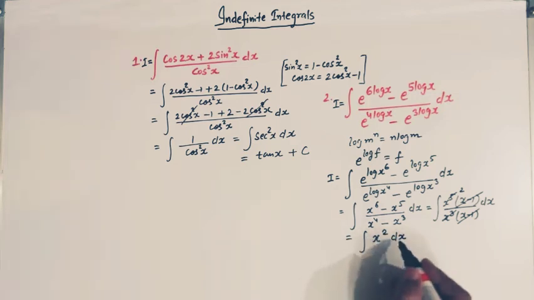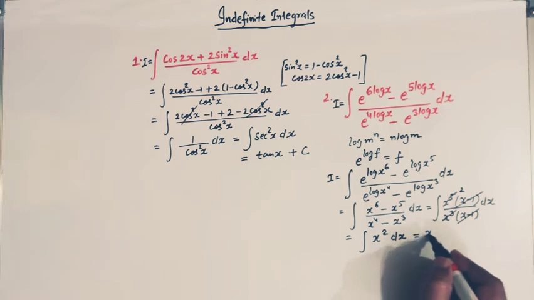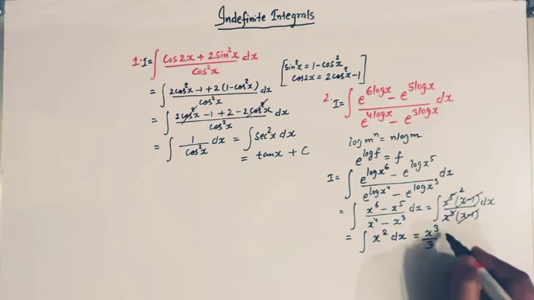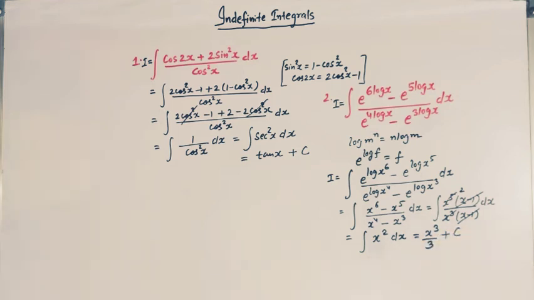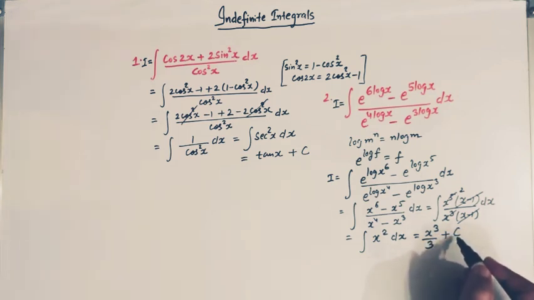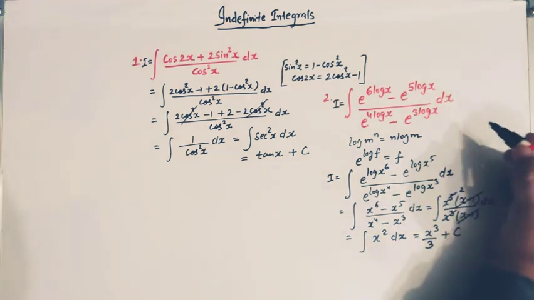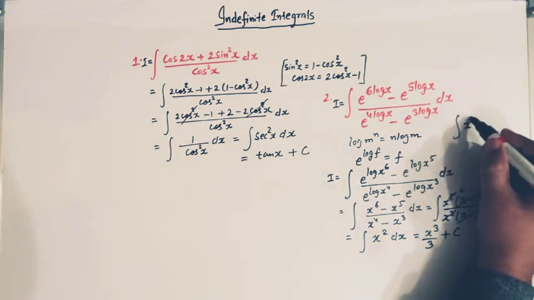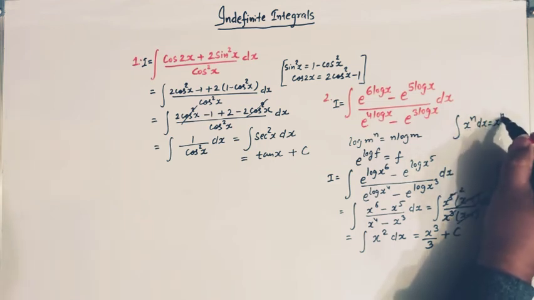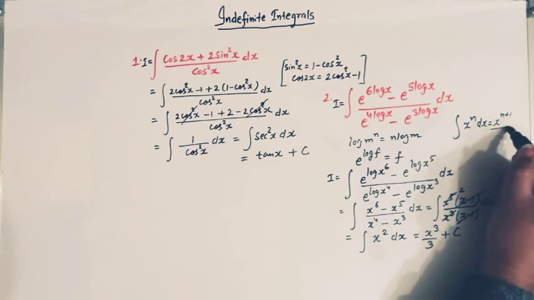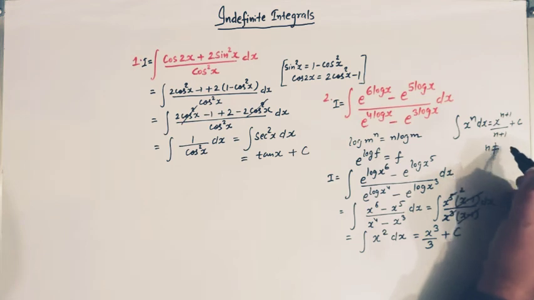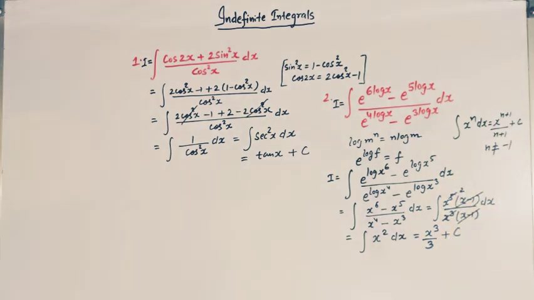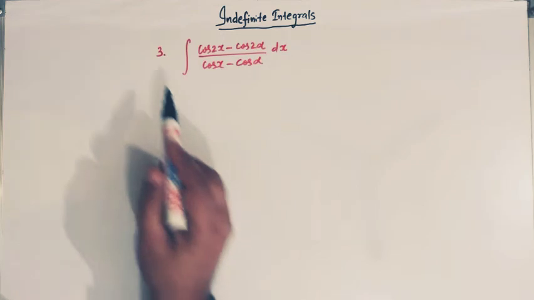Now the integral of x square is x cube divided by 3, and we'll add the constant of integration, that is c. Clear? So here we have used the result: the integral of x raised to n is x raised to n plus 1 divided by n plus 1, where n is not equal to minus 1. Clear? Now let us take this problem.